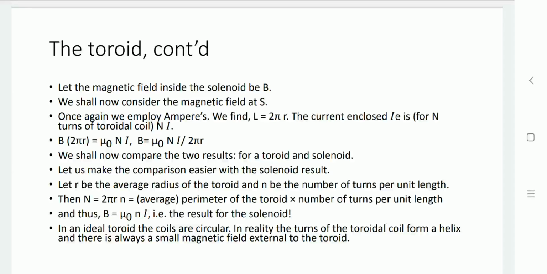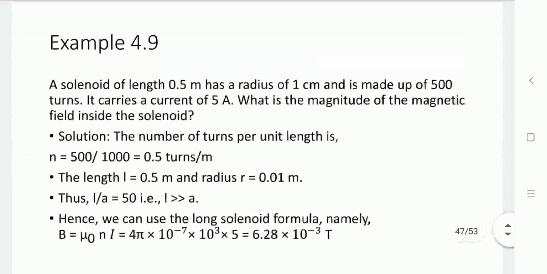So my magnetic field magnitude B equals mu 0 small n I, right? This mu 0 n I is nothing but the solenoid magnetic field. So here we can relate toroid and solenoid. We can say that in the toroid, the coils are circular. In reality, the toroidal coil forms a helix, and there is always a small magnetic field exterior to the toroid in a practical situation. Now go through the example.